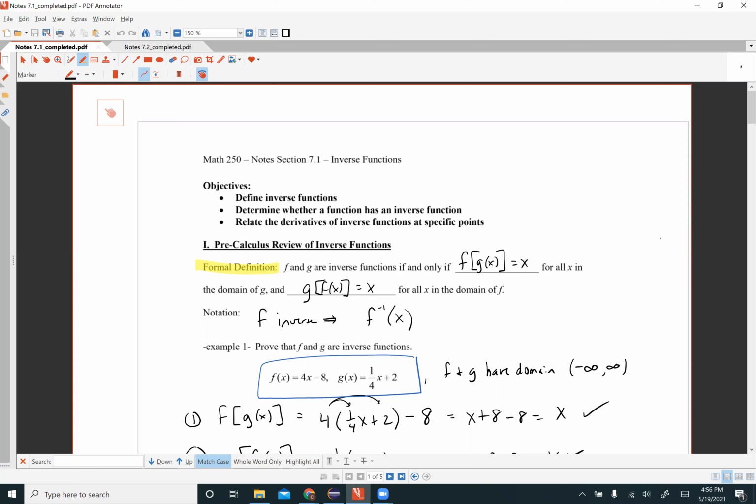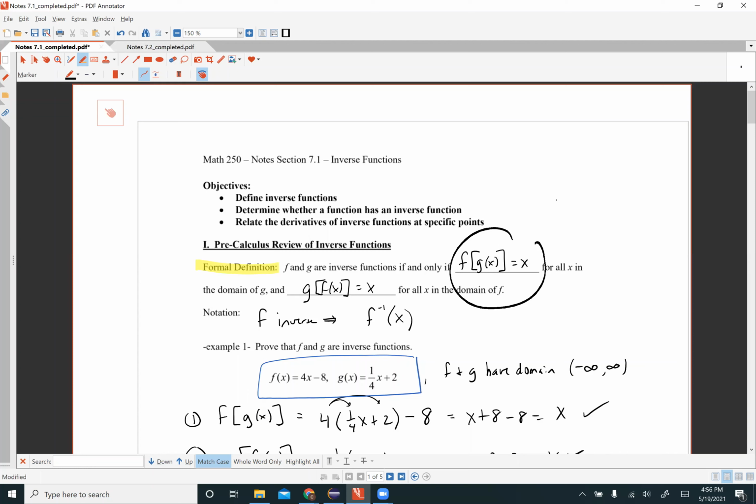So basically, f and g are inverse functions if and only if f of g of x is x. So you start with an x, you map it to g of x, and then f maps g of x back to x, and vice versa. If g is the inverse of f, then f is the inverse of g, so g of f of x would be x. If g takes x to g of x, f would take g of x back to x. Okay, if that kind of made sense.